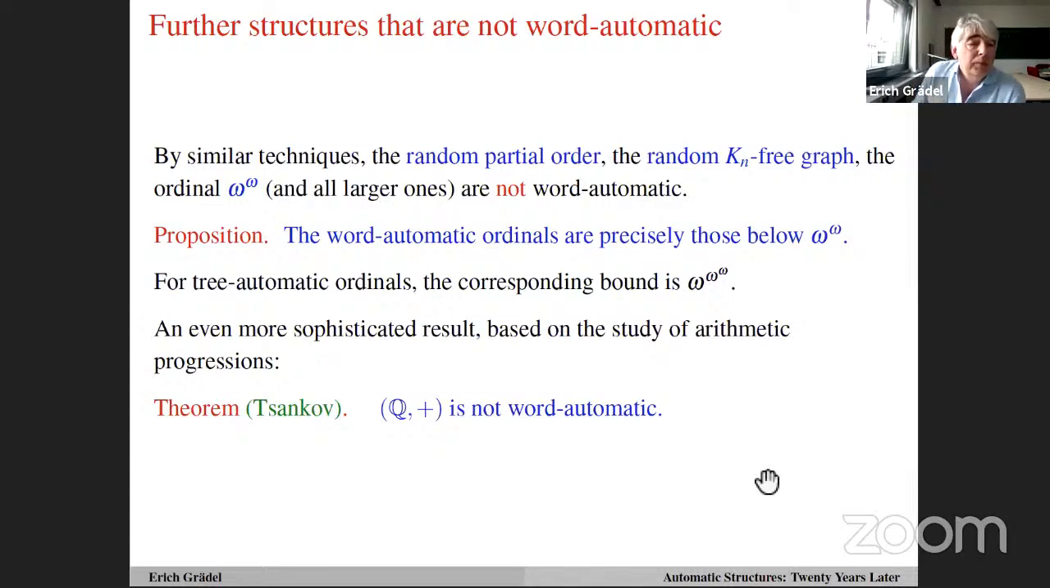Now, there is an even more sophisticated result based on the study of arithmetic progressions that solved a long-standing open problem, proved by Tsankov: that the additive theory of the rational numbers is not word automatic. The proof is much more difficult. It's based on a Szemerédi-type theorem on arithmetic progressions, and I will not explain this here.